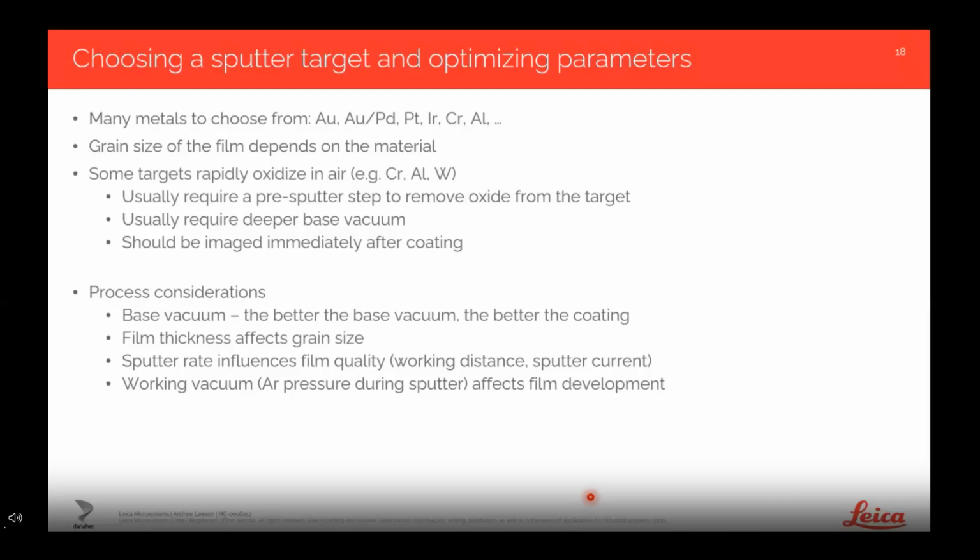Some other process considerations would be base vacuum, and I already mentioned the better the base vacuum, the better the coating tends to be. The film thickness itself will affect the grain size in the sputtered film. Sputter rate as well will influence the film quality, and your working vacuum. So the argon pressure, the argon gas content during sputter will affect your film somewhat. And I have some examples of sputtered films showing some of these different relationships.